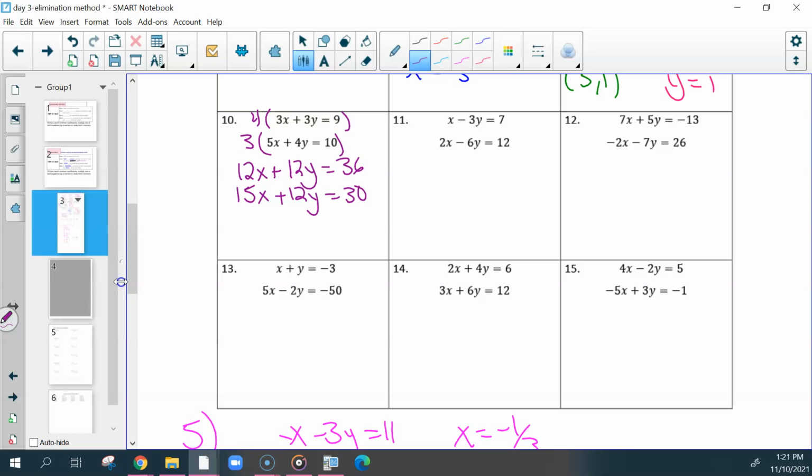We have both positive y's, so we can subtract these. It doesn't really matter which one you subtract from. If you want to rearrange it, because this 15 is bigger, that's fine, or you can just leave it. 12 minus 15 would give me a negative 3x. 12 minus 12 would be 0. 36 minus 30 would give me 6. And so for x.